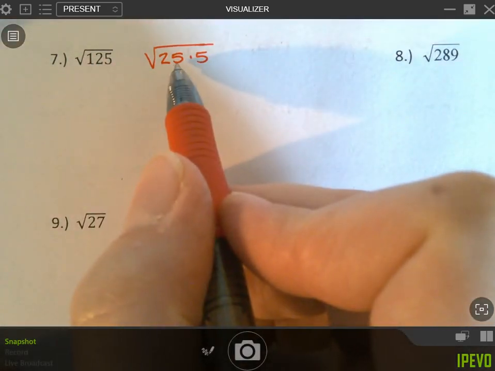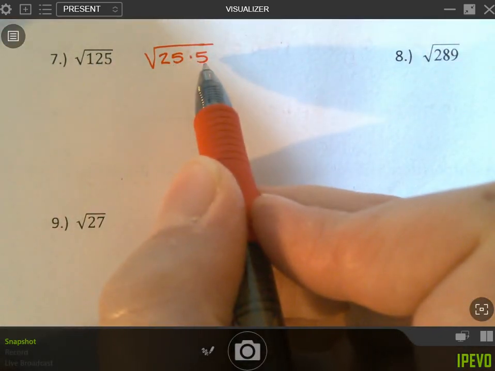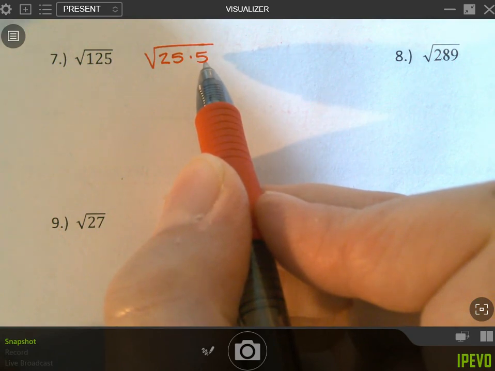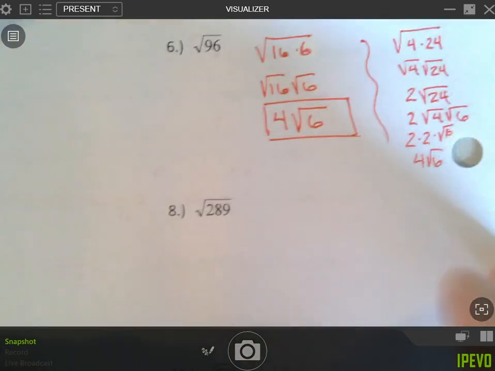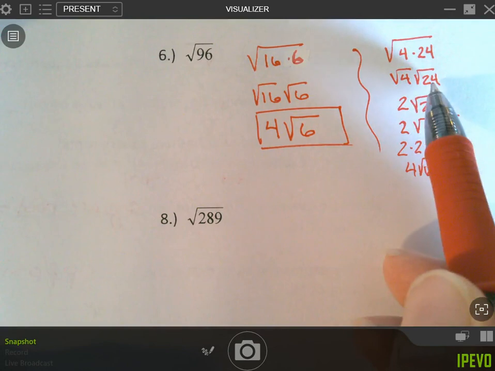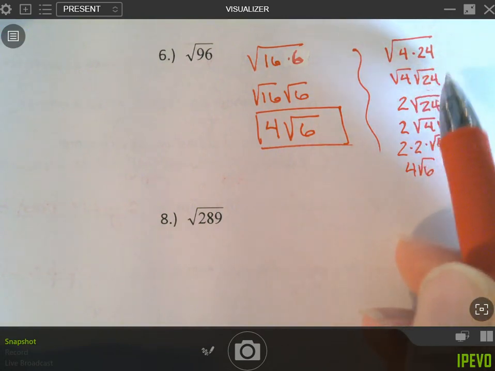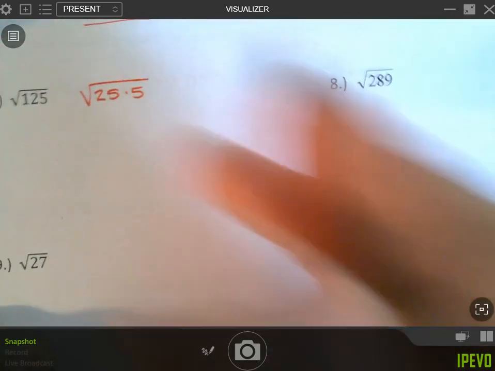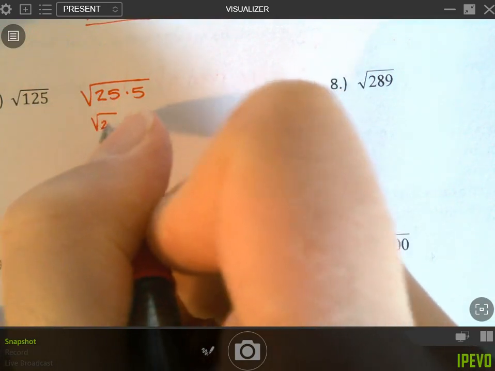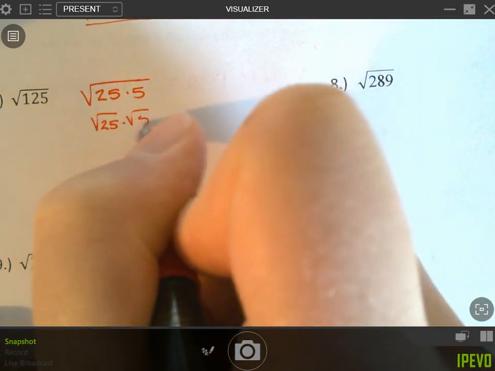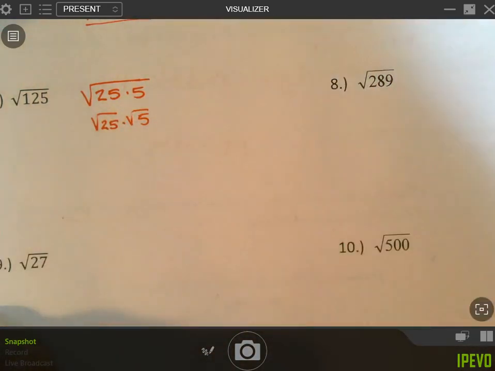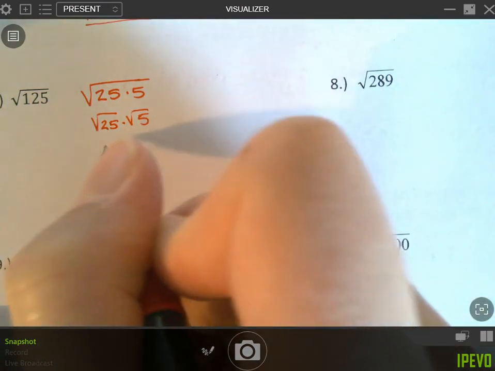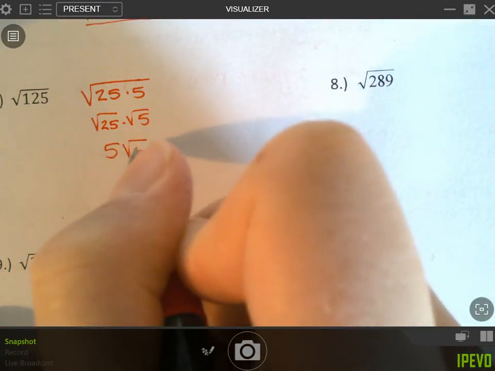Here's the other way. 25 is a perfect square. 5, are there any perfect squares that divide into 5? So then I'm done. But over here, I picked 4 and 24 had another perfect square hidden in it. So I can look for those factors. So square root 25 times square root 5. What is the square root of 25? 5. So I write it as 5 times, or 5 square root of 5.